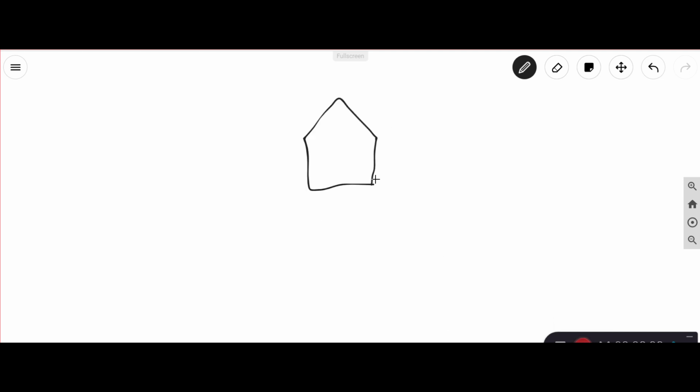Now, what is this shape? A pentagon. I want you guys to think, pair, share with your table partners and find out how many sides and corners this guy has. I'll give you guys a few seconds to share with your partners. Remember, our corners are where our sides meet, and these are our sides.